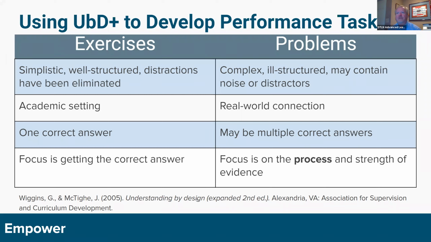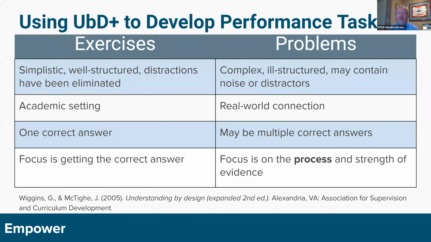Wiggins and McTighe also describe the difference between exercises and problems. So we need to do them both. It's not that exercises are bad and problems are good. They're both good. We need to do them both. So I was a musician, so my exercises were I practiced rhythms with a metronome, and I practiced scales, and I practiced different fingering things, and I practiced articulation. So we need to know all those things, those foundational skills first, but we do those through exercises.